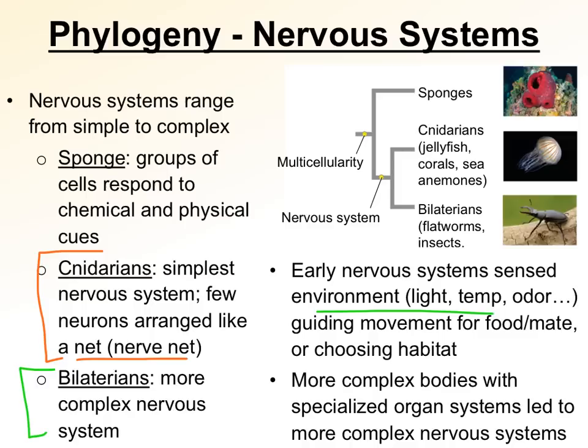And again, early nervous systems, really you just need to respond to whatever is going on in your environment: light, temperature, odor. Even single cellular organisms, frankly, have to respond to light, temperature, and odor. But as you move into being multicellular, then there has to be coordinated movements, also ways to find food, mate, choose habitats. And again, as we developed more complex body systems and specialized organs, this obviously led to more complex nervous systems.